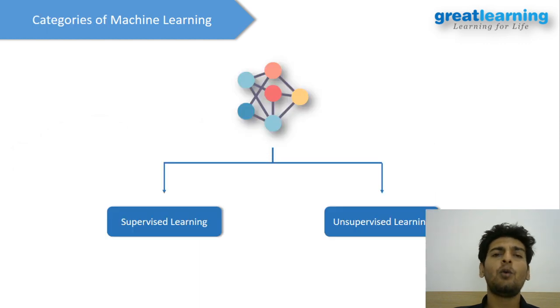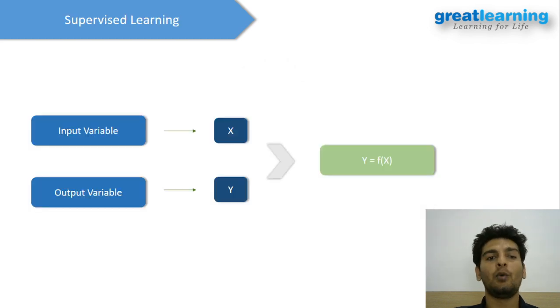Alright, so now that we know what exactly is machine learning, let's go ahead and look at the categories of machine learning. Machine learning can be broadly divided into supervised learning and unsupervised learning. So we'll start off with supervised learning.